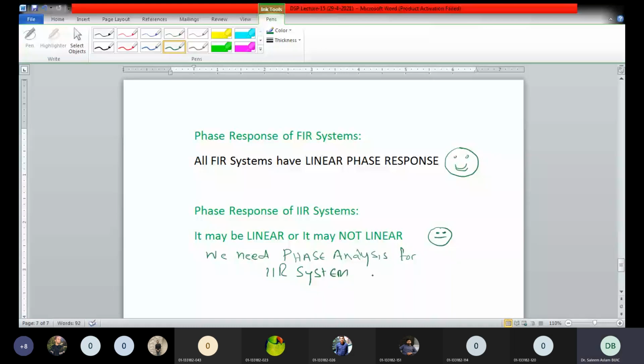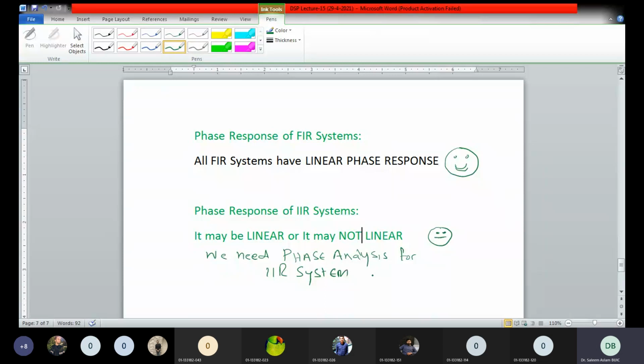ठीक है बेटा, तो हमने ये बहुत बड़ा आज एक कंक्लूड कर लिया कि जिस तरह FIR सिस्टम स्टेबल होते हैं, हमें स्टेबिलिटी चेक करने की जरूरत नहीं है. इसी तरह अगर आपको पता चले कि ये FIR सिस्टम है, तो डोंट गो फॉर द फेज एनालिसिस. उसका फेज प्लॉट आप कर लें तो वो लीनियर ही आएगा. लेकिन जो आपके पास IIR सिस्टम्स हैं, इनका फेज रिस्पांस लीनियर भी हो सकता है, नॉन लीनियर भी हो सकता है. इसका मतलब क्या हुआ? इसका मतलब ये हुआ कि हम रिगरस फेज एनालिसिस करते हैं फॉर IIR सिस्टम.